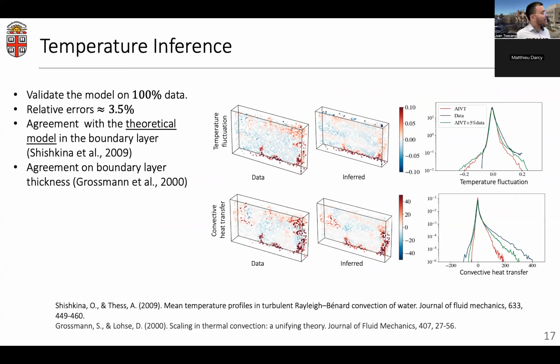And here we can also compute the convective heat transfer, and we see that they also match, and the PDFs also match. Maybe you miss a little bit of the tails, but if you sprinkle in just a little bit of data, then you actually match the tails.